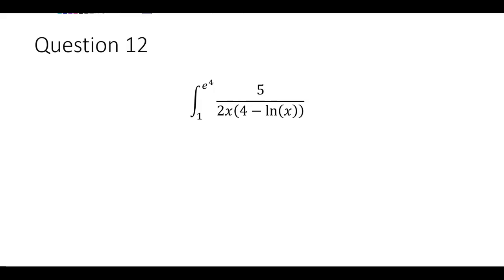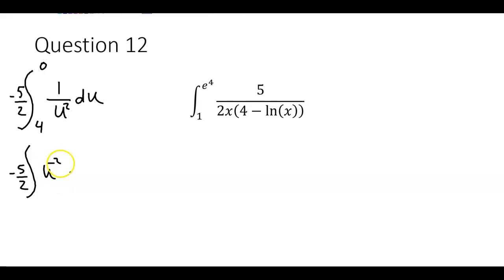So we have the integral from 4 to 0 of 1 over u squared du with a negative 5 over 2 on the outside. All right, so the first thing we're going to do this integral is we're going to rewrite the integrand a little bit. We're going to change that to a u to the negative 2. Next, I'm going to add 1 to the power and divide by that value to get my integral, which is u to the negative 1 over negative 1.